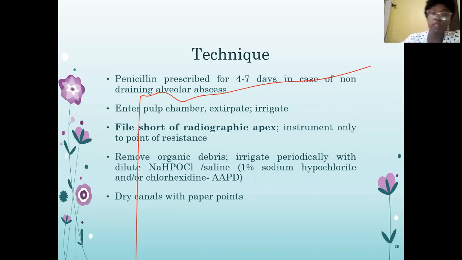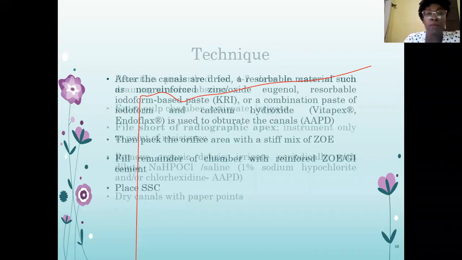your canals. And this is why it's also important, of course, again, to have a cooperative patient and to make sure that you're isolated so that there's no injury from your hypochlorite. Chlorhexidine is also recommended as an irrigant, so it is also an option. After you have irrigated, you remove your debris, you dry with paper points.